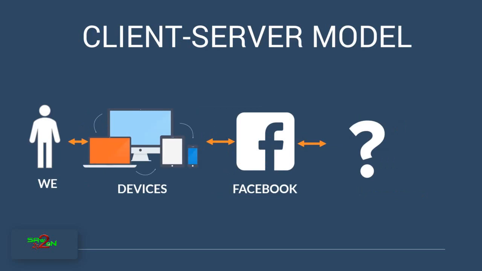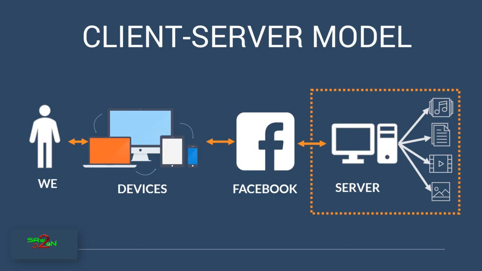But did you ever wonder what happens at the Facebook side? What's going on there and what kind of things are available? Any guess? Well, Facebook has a server, right? And this server actually holds all the things that you're accessing on the Facebook application. It could be a music file, information, your post information, a video, or an image. All these media files are called resources on the server.